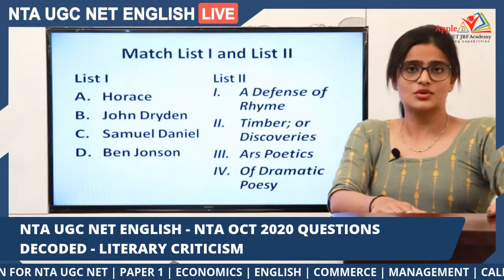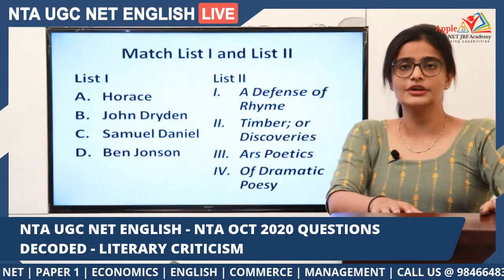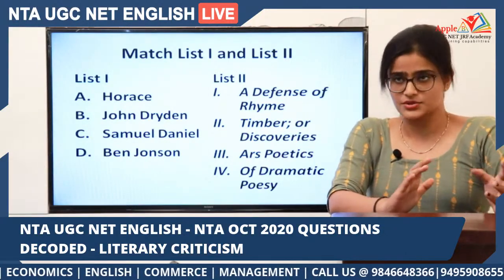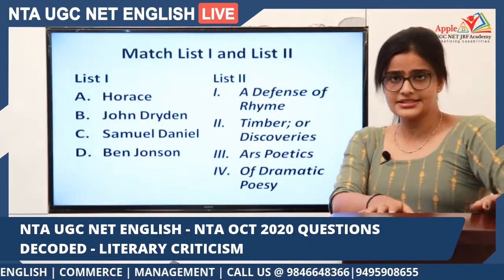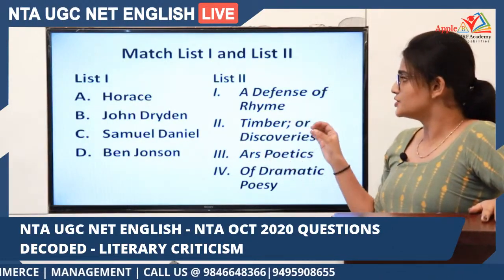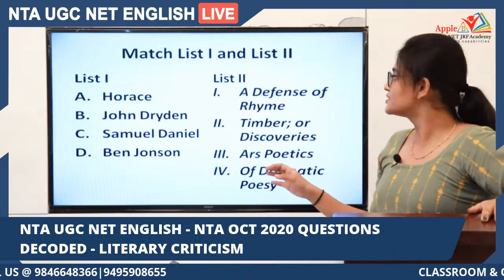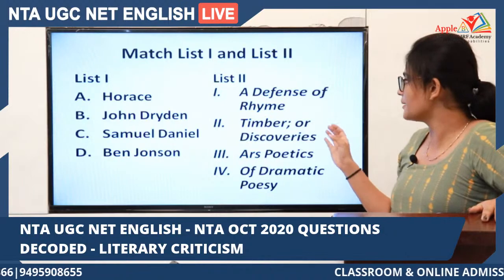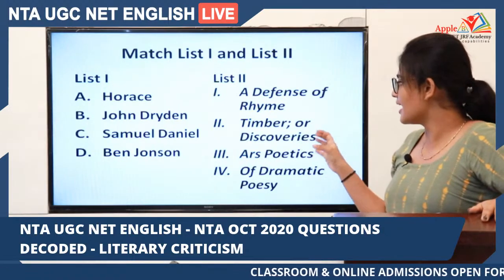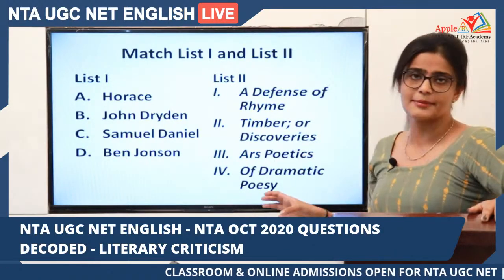So the first question is a match the following, where you have to match list 1 with list 2. List 1 has Horace, John Dryden, Samuel Daniel, Ben Jonson. List 2, we have A Defense of Rhyme, Timber or Discoveries, Ars Poetica, and Of Dramatic Poesy.